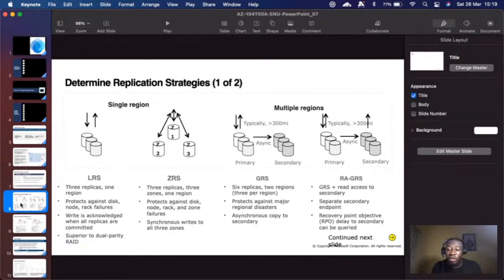Now we have various kinds of replication strategies depending on what you feel is okay for you and what you can afford, right? Some of the replication strategies are the LRS, the ZRS. Let me actually mention the full names, not just the short names. The LRS is the locally redundant storage. The ZRS is the zone redundant storage. The GRS is the geo redundant storage, and also the RA-GRS is the read access geo redundant storage.